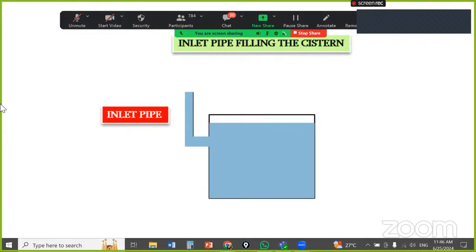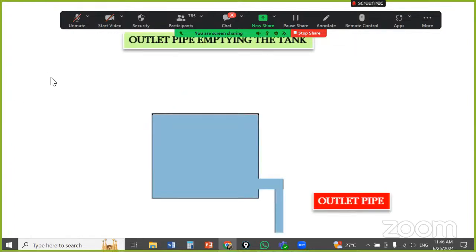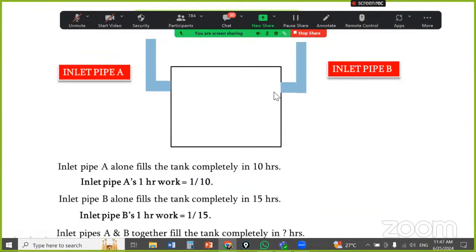Yeah. So inlet pipe is nothing but the pipe. Inlet is a inlet pipe. The water comes inside the tank. This is known as inlet pipe. And then the outlet pipe, the water will be going outside the tank. So here the water flow will be calculated per minute or per hour. It will be given in the question. That's how we'll be doing here.